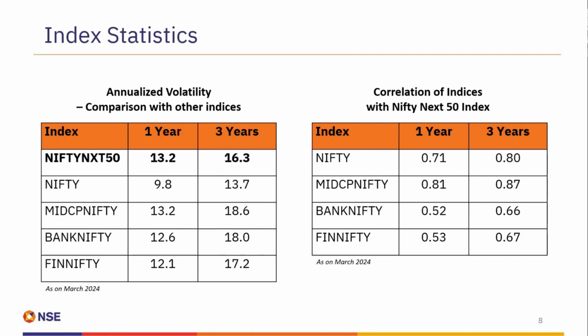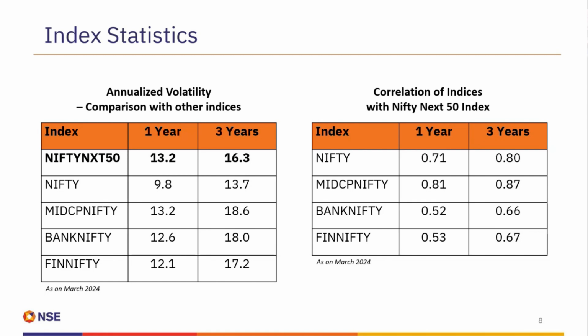With this, you can see that the behavior of Nifty Next 50, though it has a portfolio of all large cap stocks, is more towards the mid cap Nifty. The performance is more tuned towards the mid cap Nifty. So it has a higher volatility and higher correlation with mid cap Nifty. So it is a unique index wherein it has a large cap portfolio, but is more inclined towards the mid cap Nifty side.